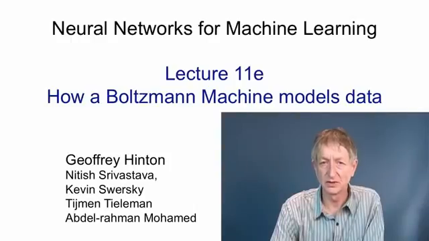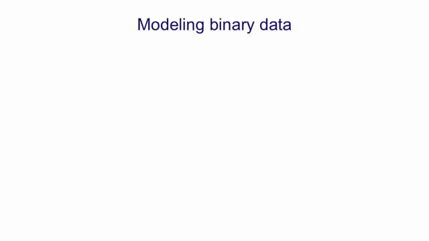In this video, I'm going to explain how a Boltzmann machine models a set of binary data vectors. I'm going to start by explaining why we might want to model a set of binary data vectors, and what we could do with such a model if we had it. And then I'm going to show how the probabilities assigned to binary data vectors are determined by the weights in a Boltzmann machine.